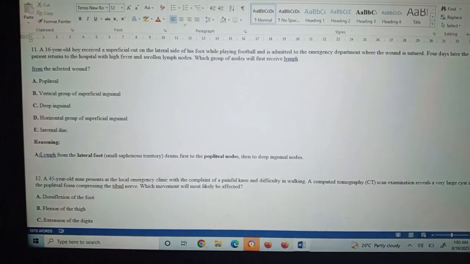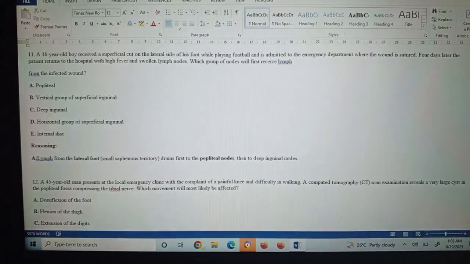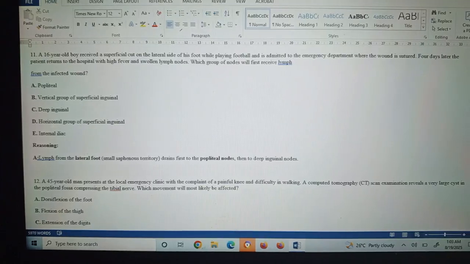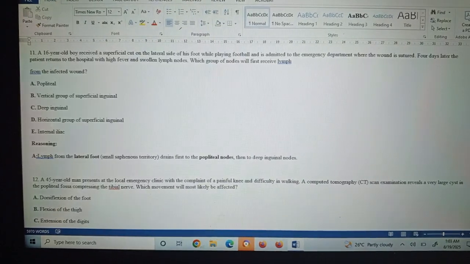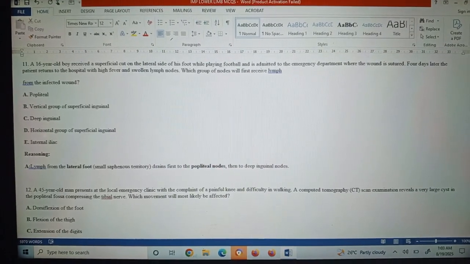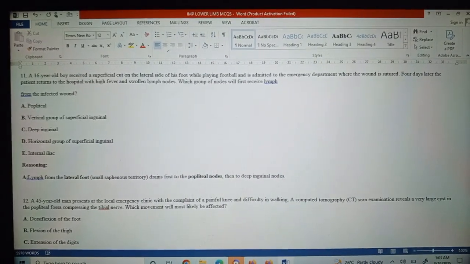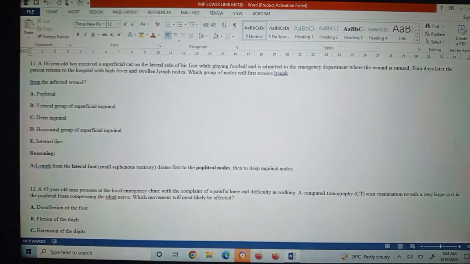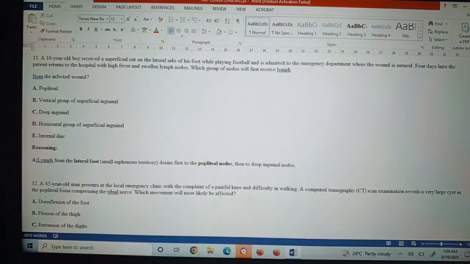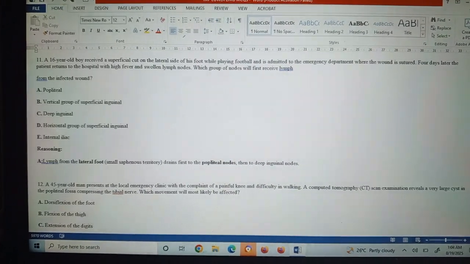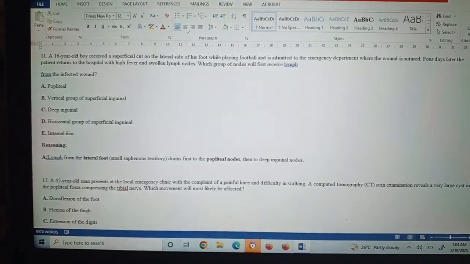Question number 11. We are starting from a 16-year-old boy who received a superficial cut on the lateral side of his foot while playing football and is admitted to the emergency department where the wound is sutured. 4 days later, the patient returned to the hospital with high fever and swollen lymph nodes. Which group of lymph nodes will first receive lymph from the infected wound?